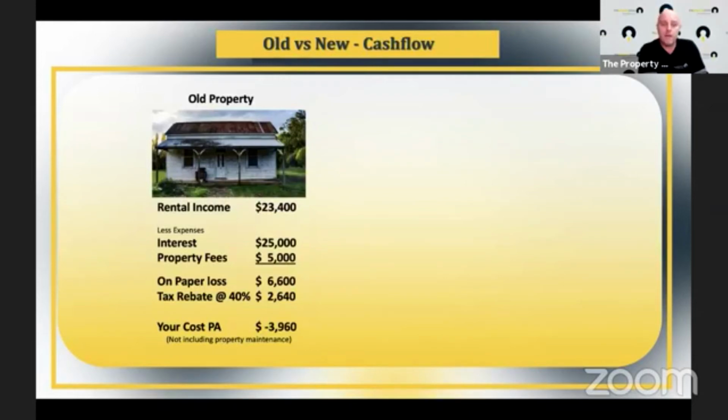Obviously, if it's in a company name or a trust name, it's not the same, but I'm only really working off it being purchased in your own personal name. So with that said, we've got interest here of $25,000, property fees of $5,000.